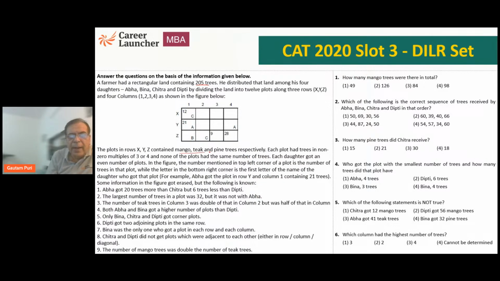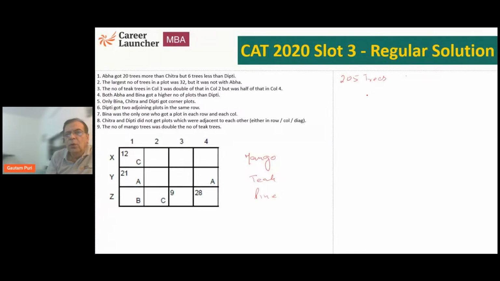X, Y, Z contain mango, teak and pine. Each plot's tree count is a non-zero multiple of 3 or 4. So of the 205 trees, every number in this grid has to be a multiple of either 3 or 4.